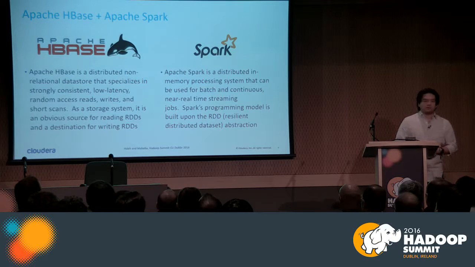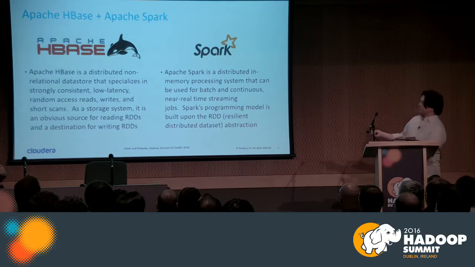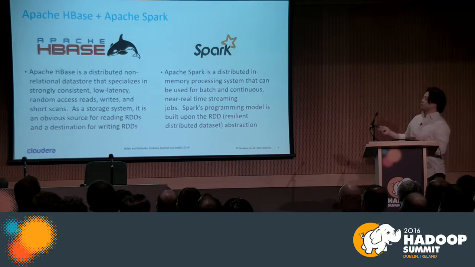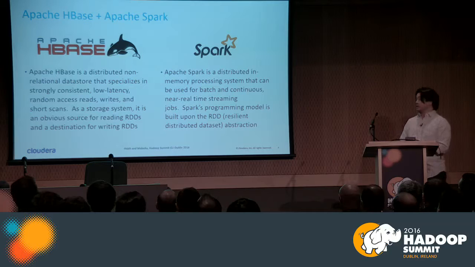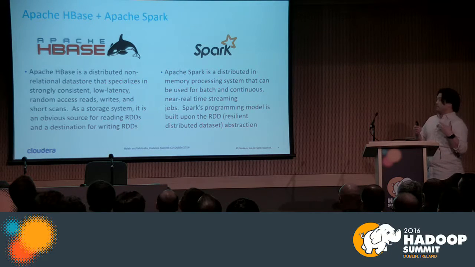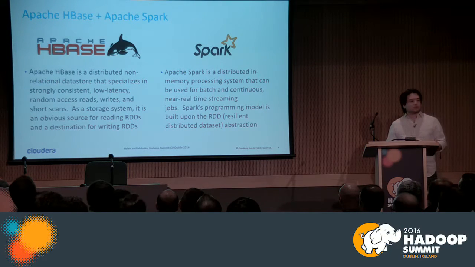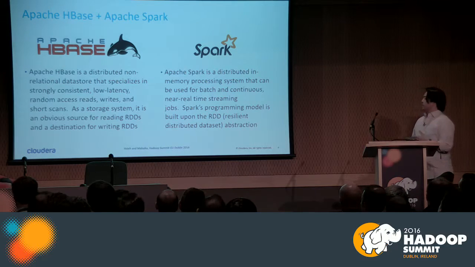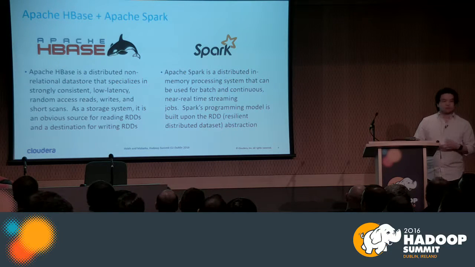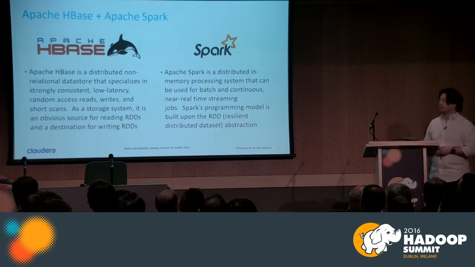So, what is Apache HBase? Let me read this off. Apache HBase is a distributed, non-relational data store that specializes in strongly consistent, low latency, random access reads and writes, and short scans. And as a storage system, it's an obvious place where we want to store RDDs, our resilient distributed data sets, and where we'd want to read them from as well. It has this very important low latency quality.